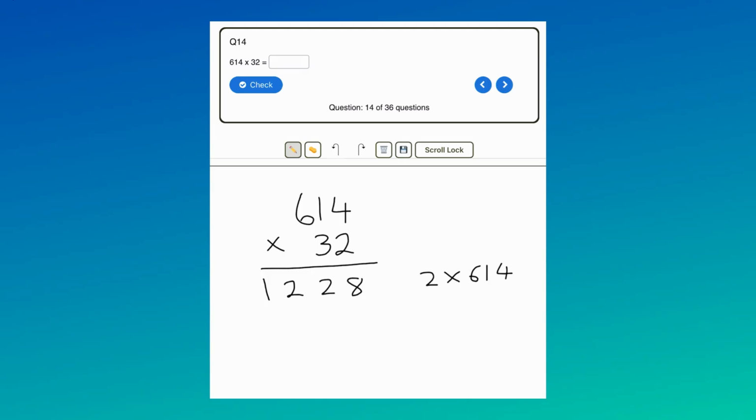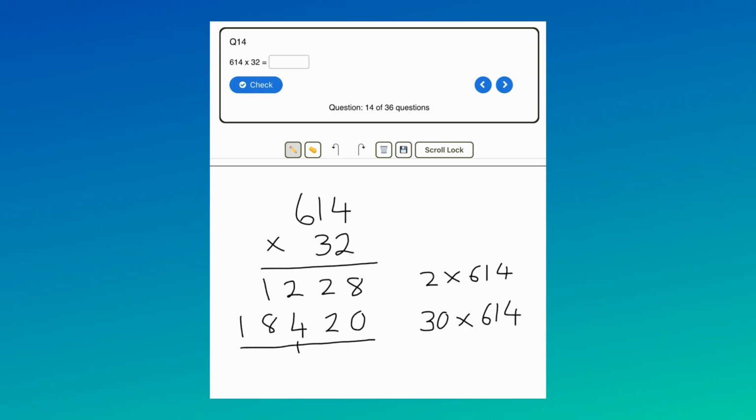Now, the next row, we're going to be looking at the 3 this time. And we know the 3 in the 32 is actually worth 30. So our next row, we are essentially working out 30 times 614. Now, to allow for the fact that we're not going to multiply every number by 30, we're going to put a 0 on the next row down. Now we can just do 3 times 4 is 12. 3 times 1 is 3. Add to the 1 is 4. 3 sixes are 18.